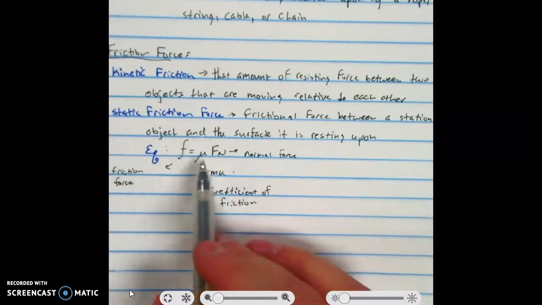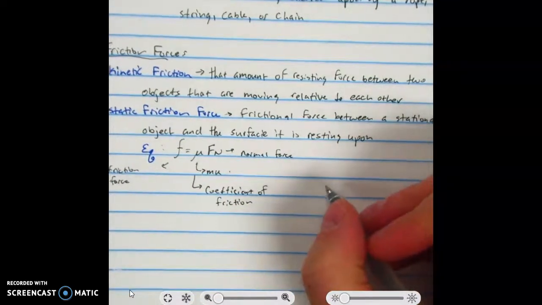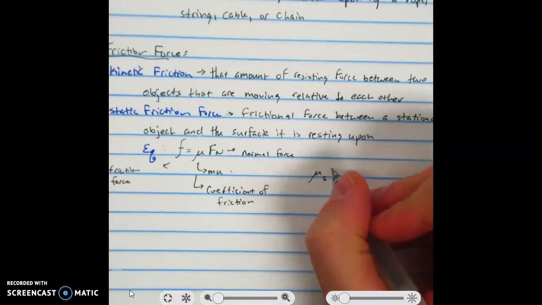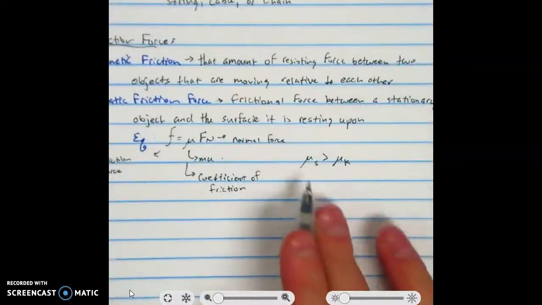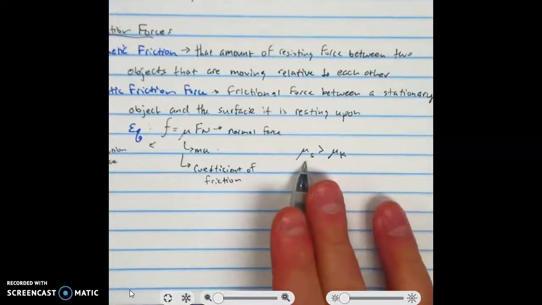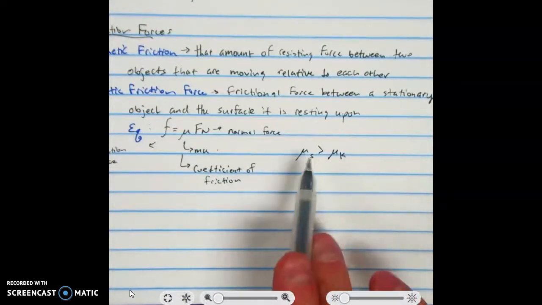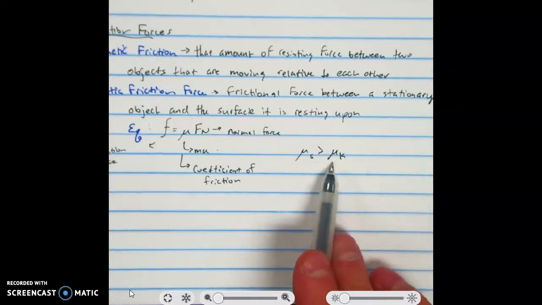Okay, one little thing is the coefficient of static friction is always bigger than the coefficient of kinetic friction. So mu of S, the coefficient of static friction, is greater than mu of K, the coefficient of kinetic friction. So basically what that's saying is it's harder to get objects to begin to move, but once they're moving, the amount of frictional force against them is much smaller.